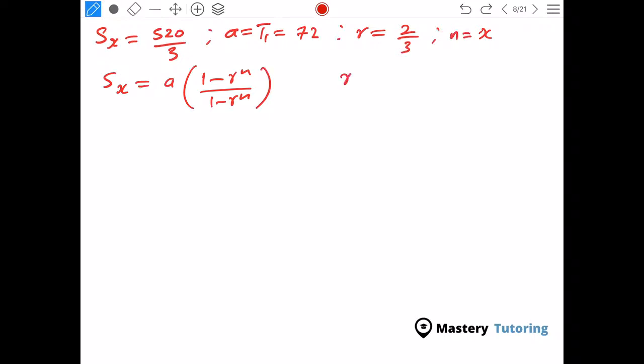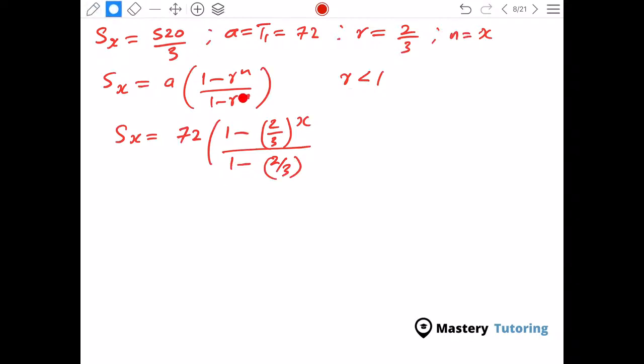r is less than 1. So because of this, we are using this formula here. So S of x is equal to, we know that the first term is 72, times 1 minus r to the power of n, which is the same as 2 over 3 to the power of x, because n is now x, over 1 minus r, which is going to be 2 over 3. You know, this n is not supposed to be there. Therefore, let me remove it.